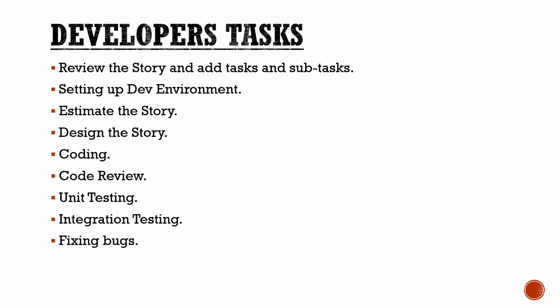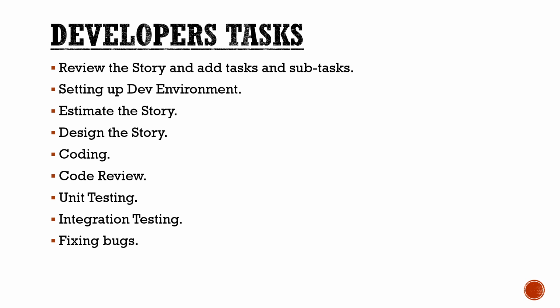Now we will see what the developer's tasks are. The developers review the stories and add tasks and subtasks. For example, we have a story for downloading a train ticket. So there is a story, and he adds tasks. What are the tasks you need to do for development, and subtasks will be added by the developer. And setting up the dev environment: he makes all the tools necessary for developing the software ready on his system, and estimates the story, like what story points he can give.